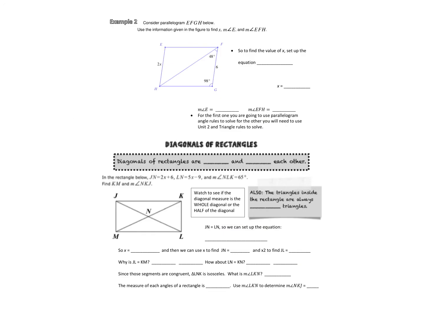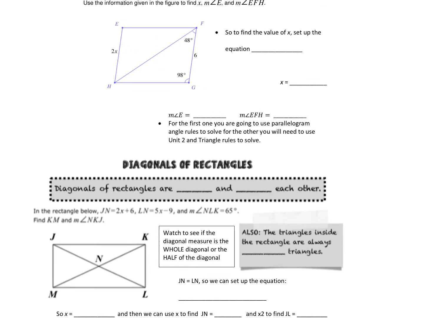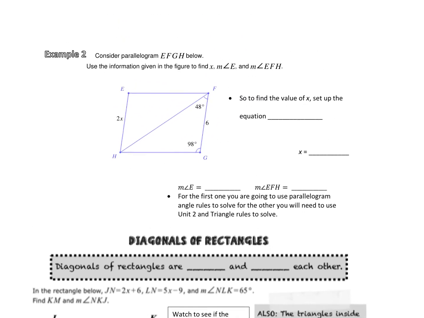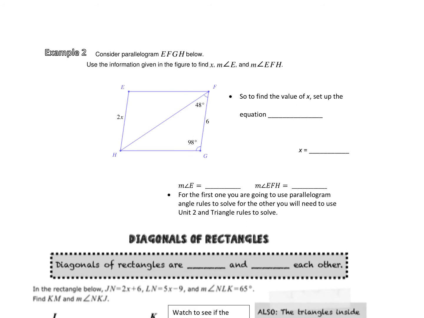So let's try another example with diagonals and parallelograms, okay? So in this next one, it says, consider this parallelogram, use the information to find x, the measure of angle E, and the measure of angle EFH. So first, let's find x. So in order to find x, we need to set up an equation.